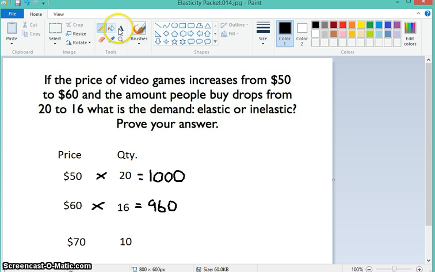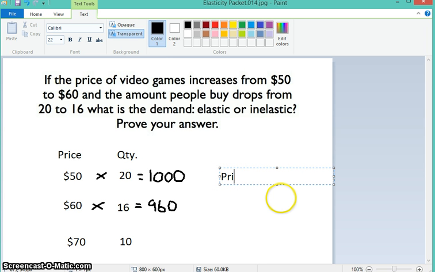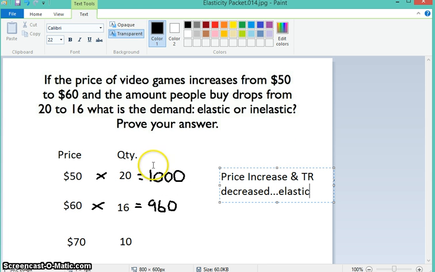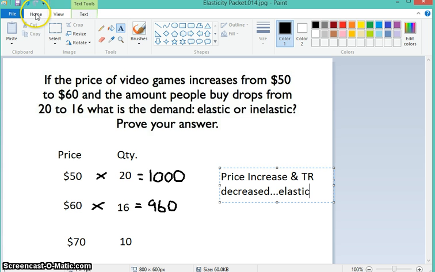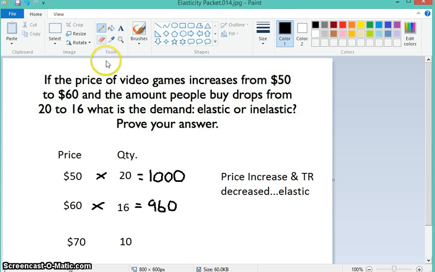So if I look at this, my price went from 50 to 60, so the price increased, and my total revenue decreased. So they went in the opposite direction. So this is elastic. So I'm going to add just total revenue at the top here. This is my total revenue.